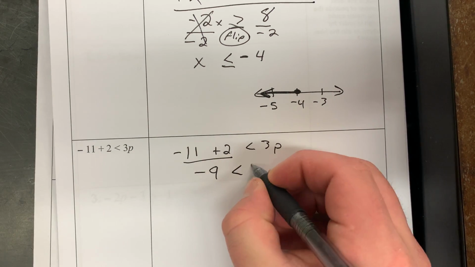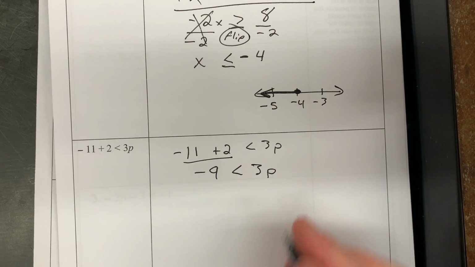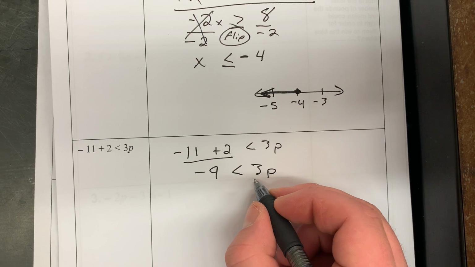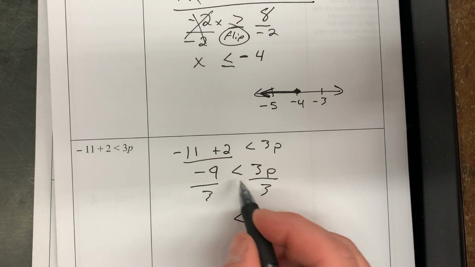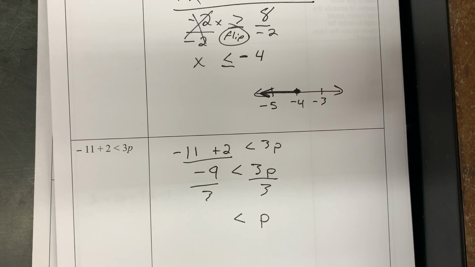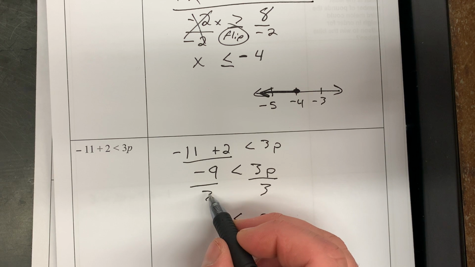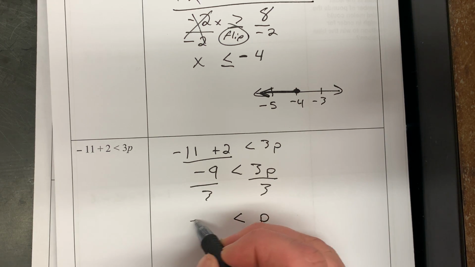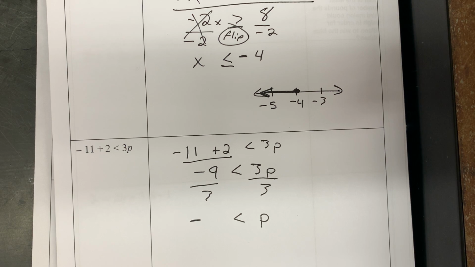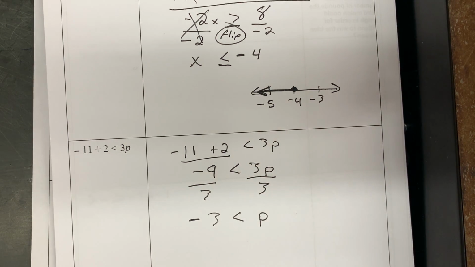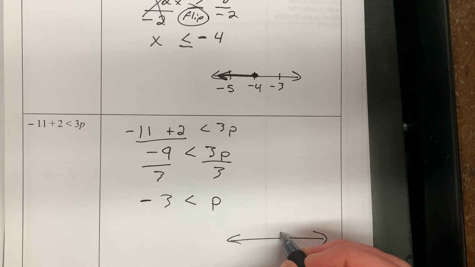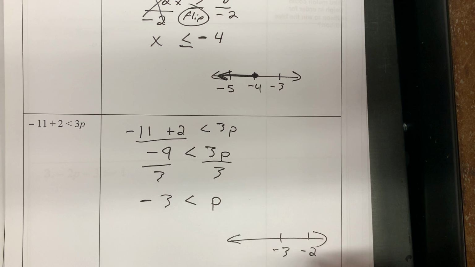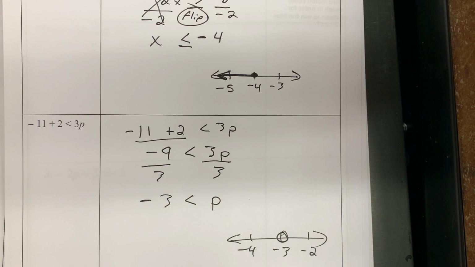I bring down the rest of it. I have 3 times p. The opposite of multiplication is division. I don't need to flip my sign because I'm dividing by a positive number. I have negative 9 divided by 3. I have a negative divided by a positive, so I know it's going to be a negative answer. I know 9 divided by 3 gives me 3, so it's going to be negative 3 in this situation. Go ahead and graph this. Negative 3 in the middle, negative 2 to my right, and negative 4 to go down. I have an open circle, and p is greater than negative 3.